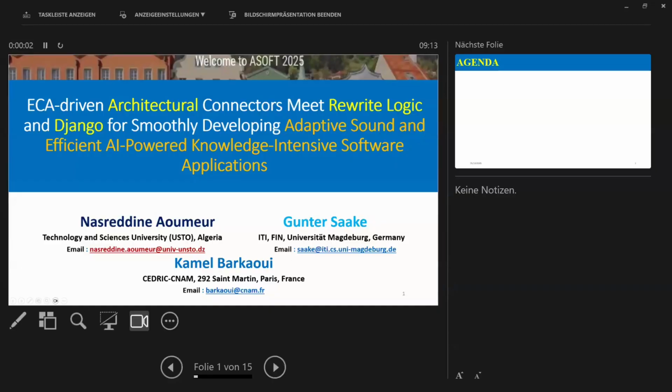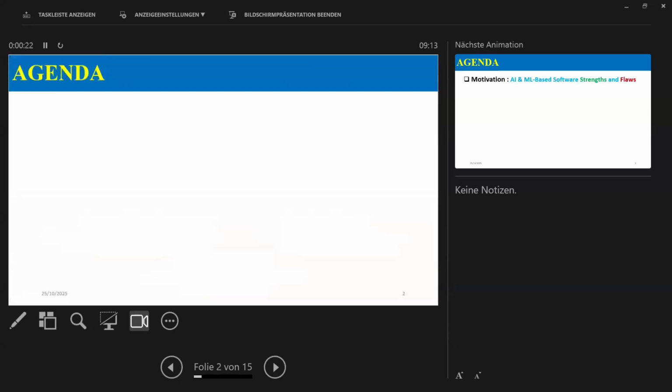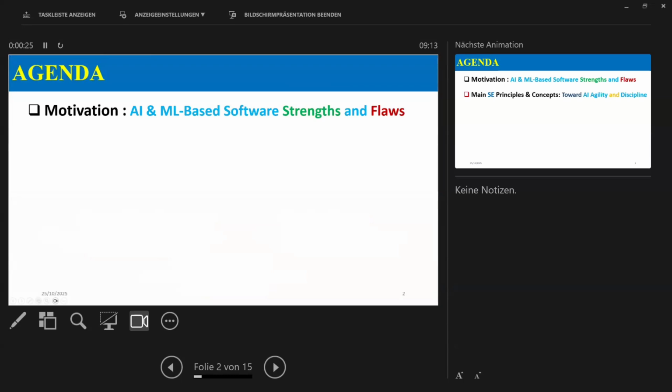Pleased to be among you to present this methodological work on integrating software engineering technique with web services to smoothly develop adaptive AI-powered knowledge. For that, I will be respecting the following agenda. I will recall some well-known advantages of AI and machine learning based software, and then some limitations on which we will be focusing in this presentation.